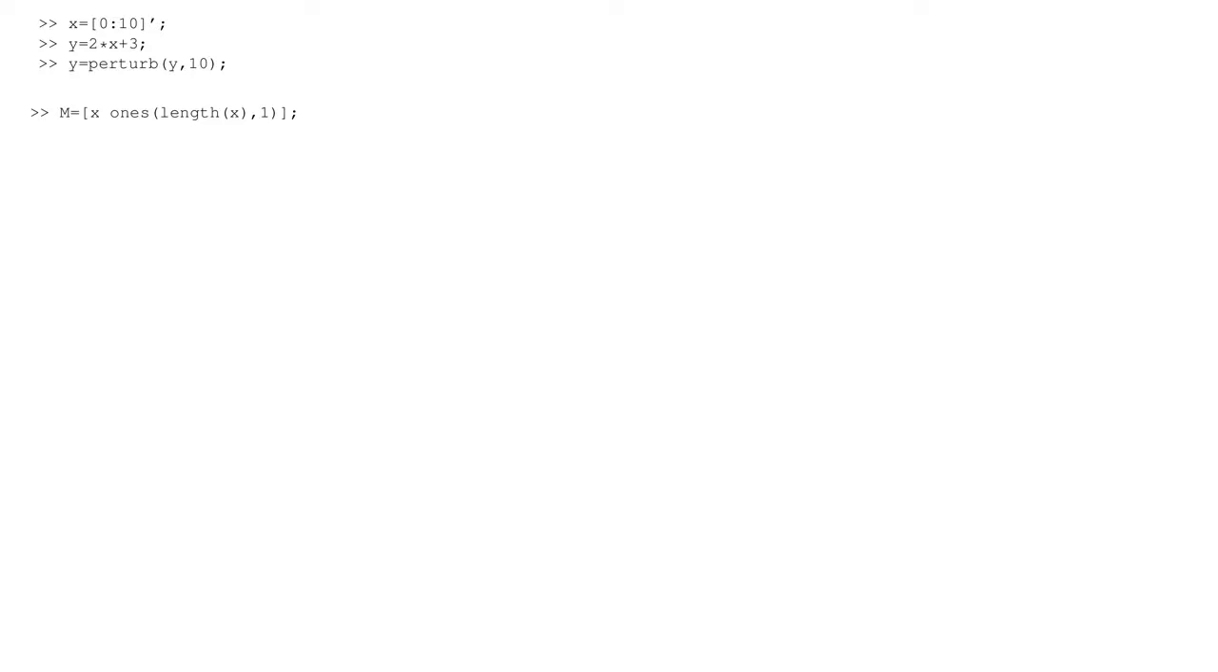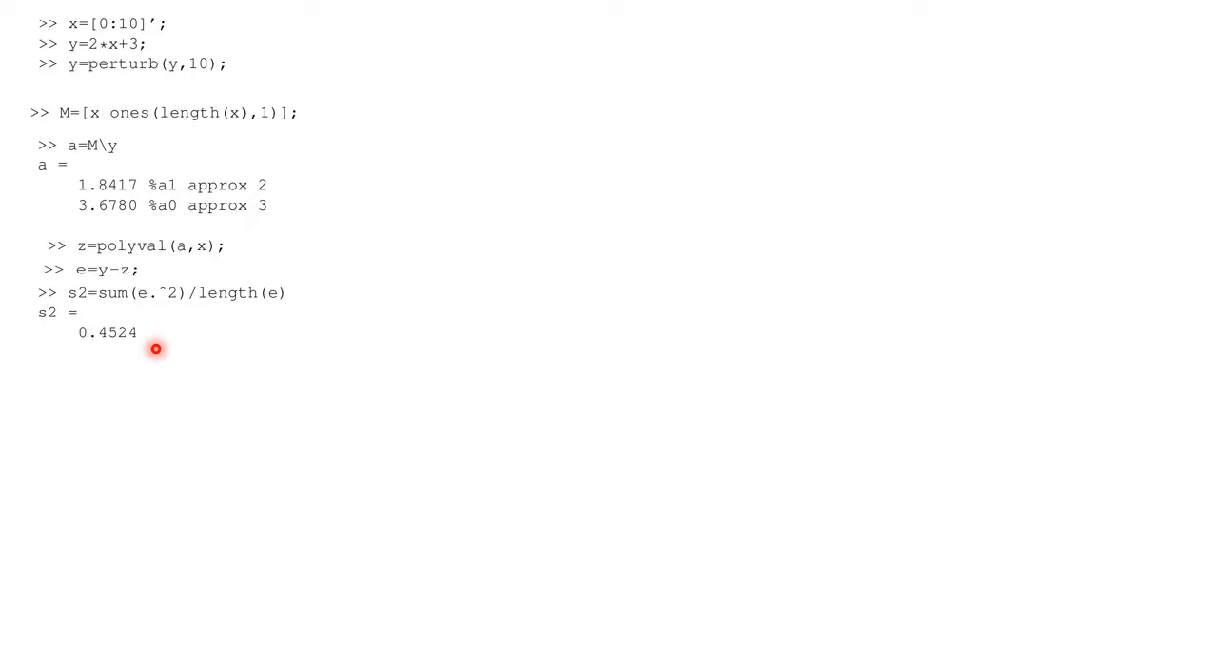Just to see how that works, we'll make a simple example again with our perturb function. And now we'll set it up as we had before. And there's our vector A. And we then make a polynomial whose values are the values of the linear function with the coefficients in A1 and A0. And then we get the error. And then if we want the variance, we take the sum of the squares of the errors divided by the number in it. In other words, the average of the sum of the squares of the errors. That's the variance, and the square root of that is the standard deviation.